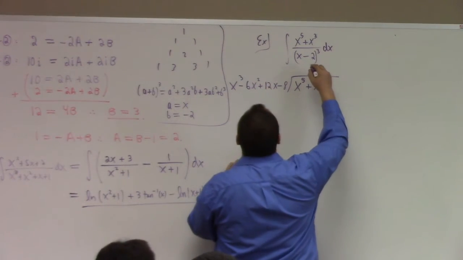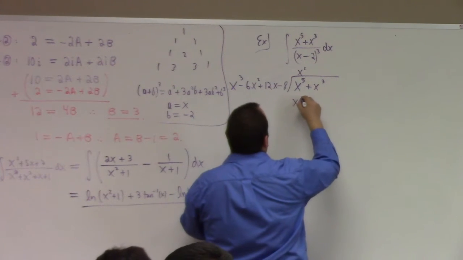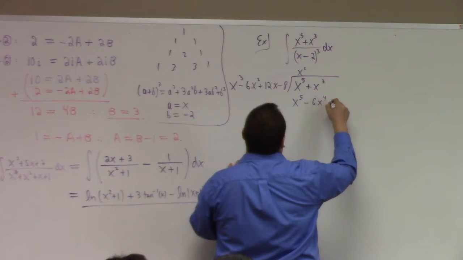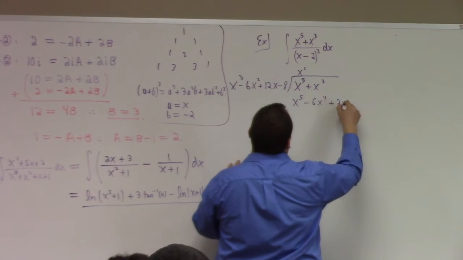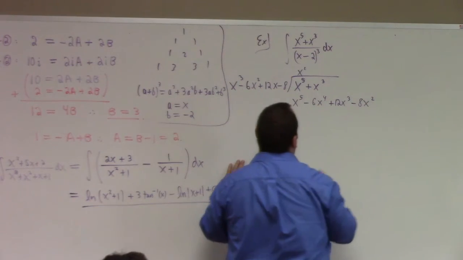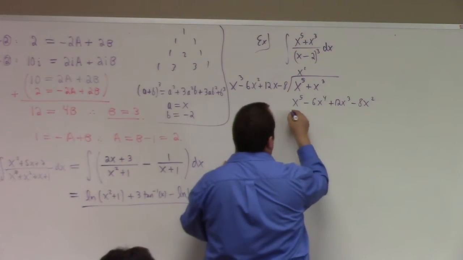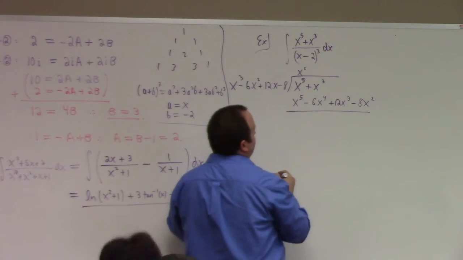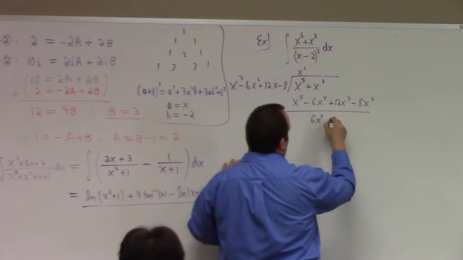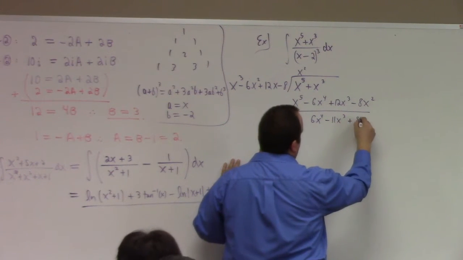Okay, and then this gives us what? X squared? X to the 5th minus 6x to the 4th plus what? 12x cubed minus 8x squared. Right? And then I have to do long division first here, right, guys? That gives me what? 6x to the 4th minus 11x cubed plus 8x squared.